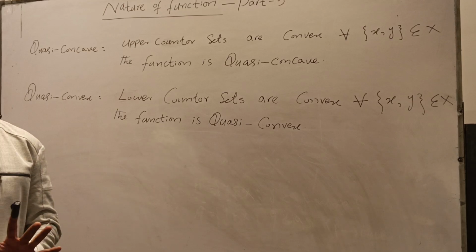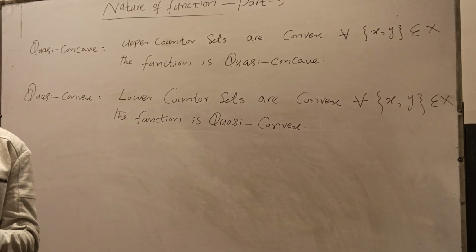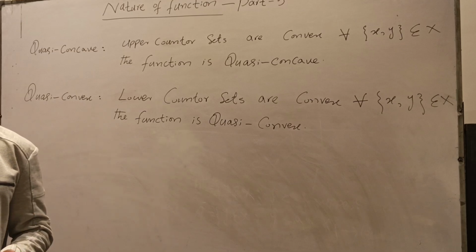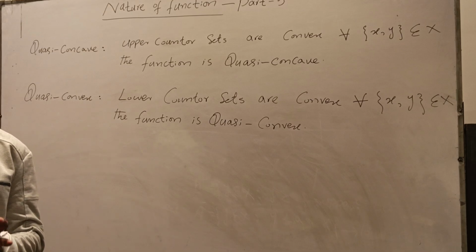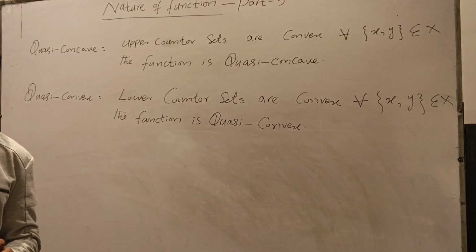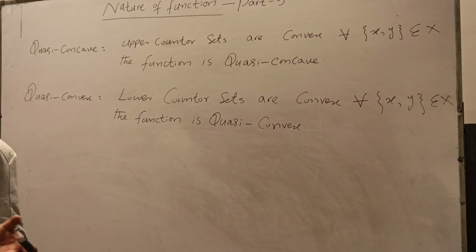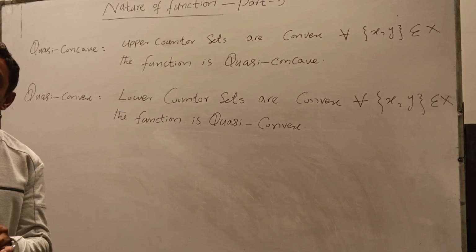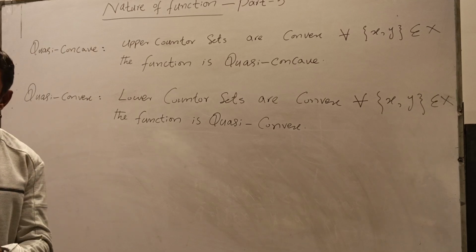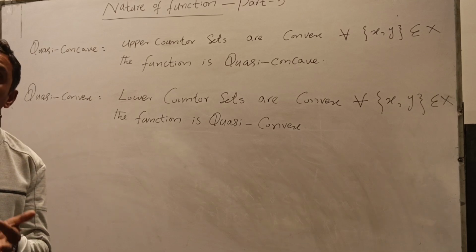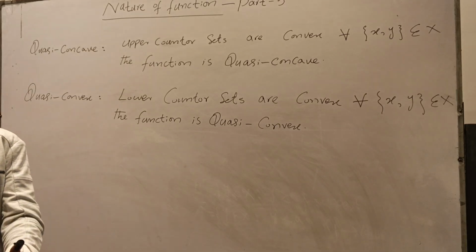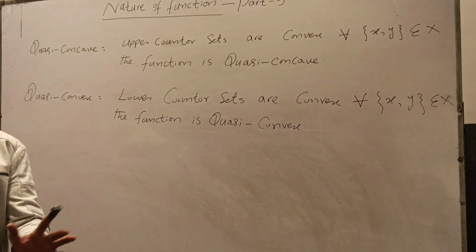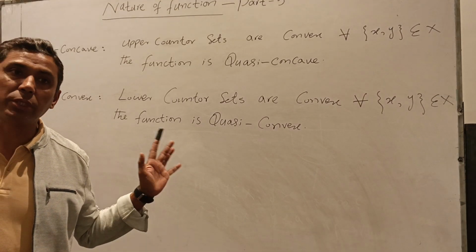Listen again. But vice versa is not possible. I am repeating: every concave function will be quasi-concave. But vice versa is not possible means it is not necessary that every quasi-concave function will be first concave. It may be concave, it may be convex, or it may be linear. Now we will prove that.